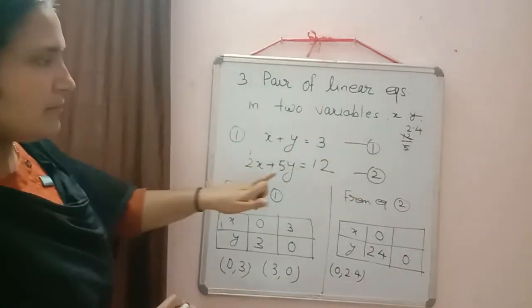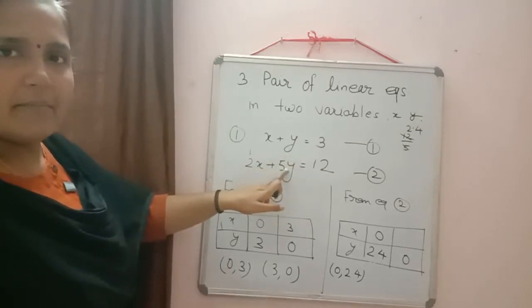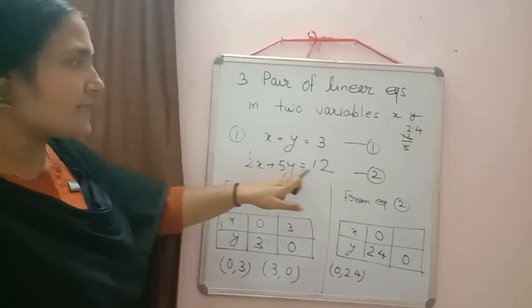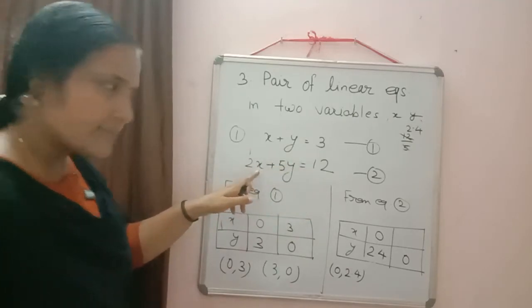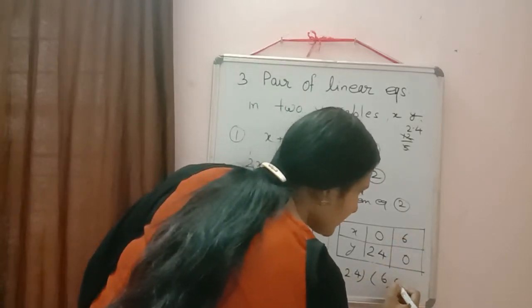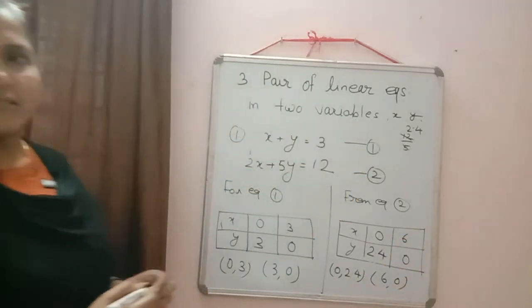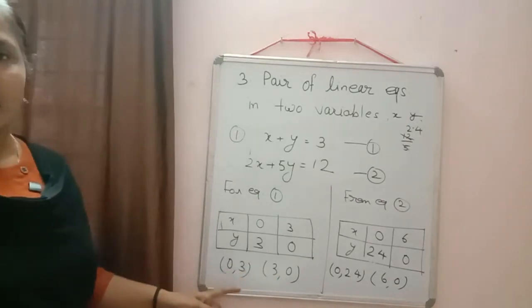Similarly, substitute y is equal to 0. Then what will come? If y is equal to 0, second term will become 0. So we will get 2x is equal to 12. Then x will be equal to, yes, x is equal to 6. So our second coordinate also we got 6, 0. So all of you, based on this, we are going to draw the graph now.